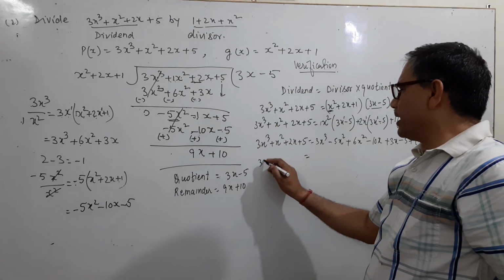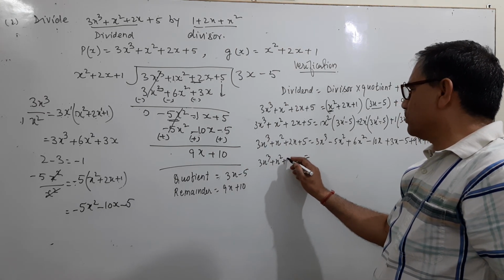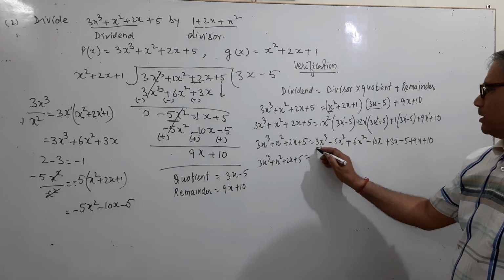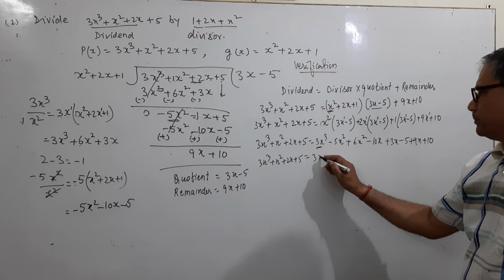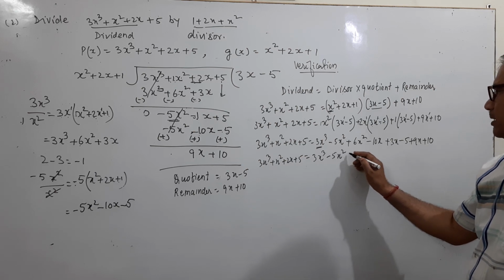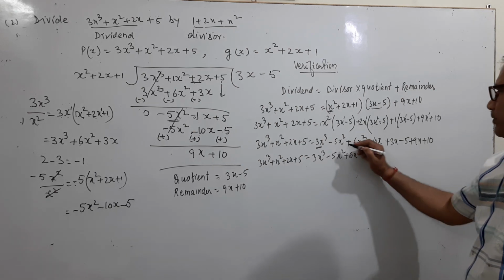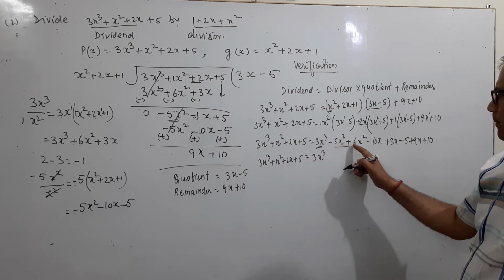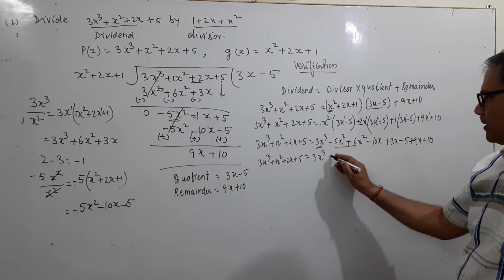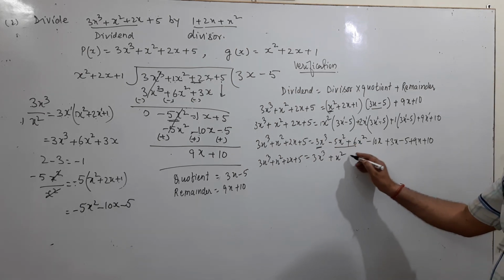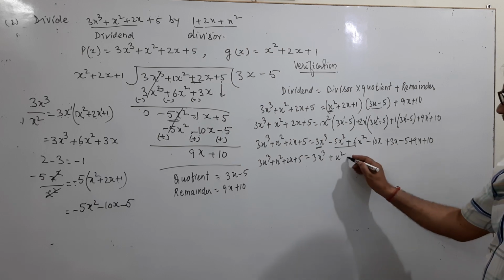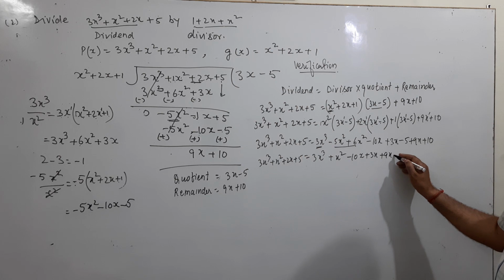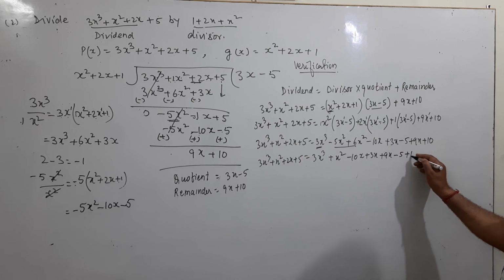And write like terms together: 3x cube plus x square plus 2x plus 5. We have to write the like terms together. 3x cube minus 5x square plus 6x square. Now we have to solve it. Minus 5 plus 6, this will be x square, and here is minus 10x plus 3x plus 9x, or minus 5 plus 10.